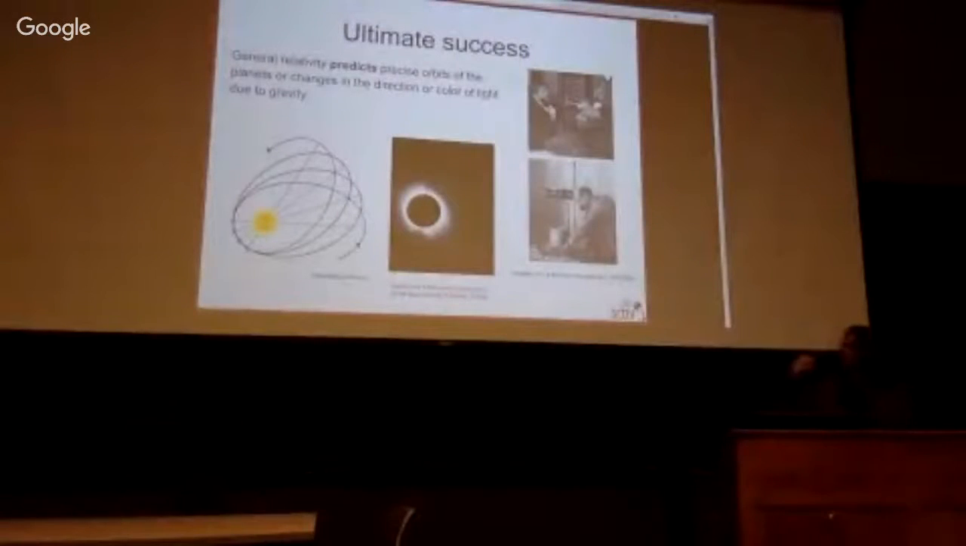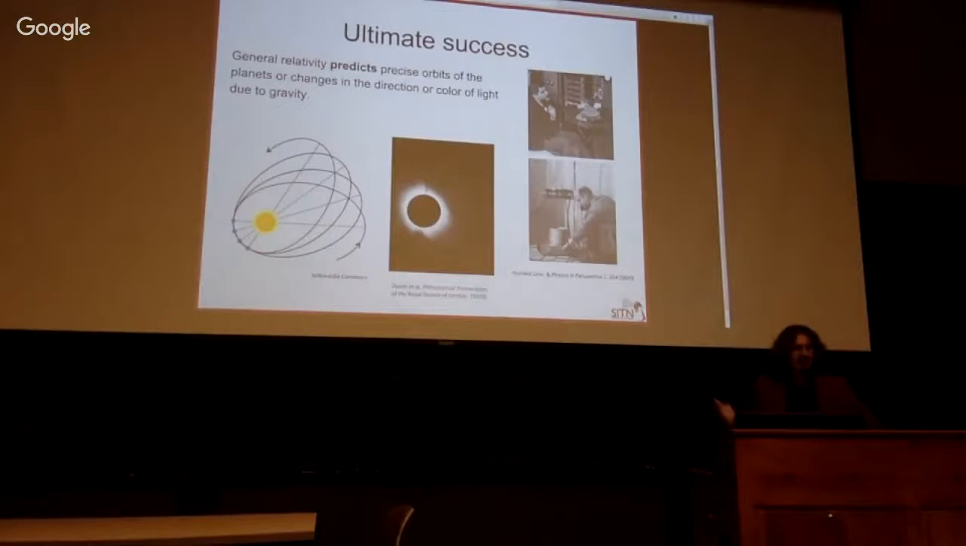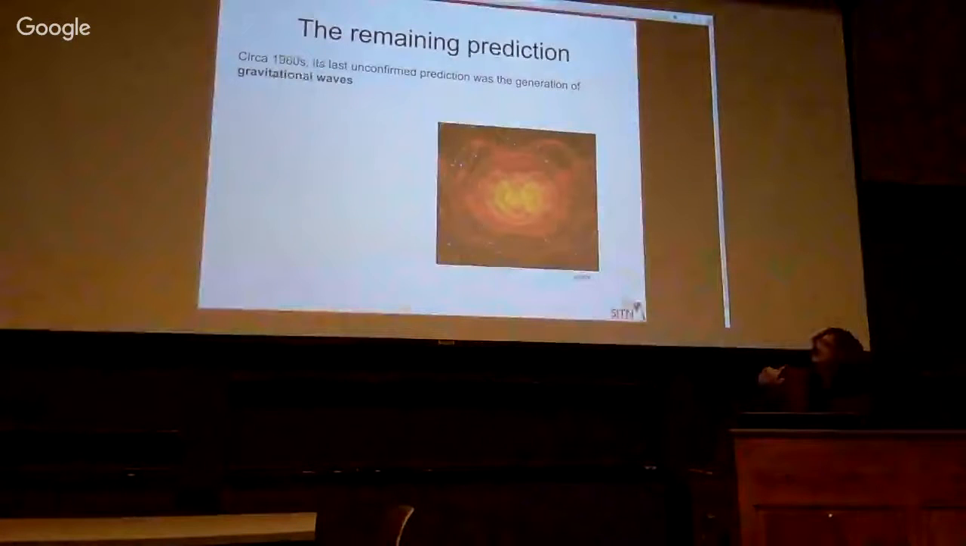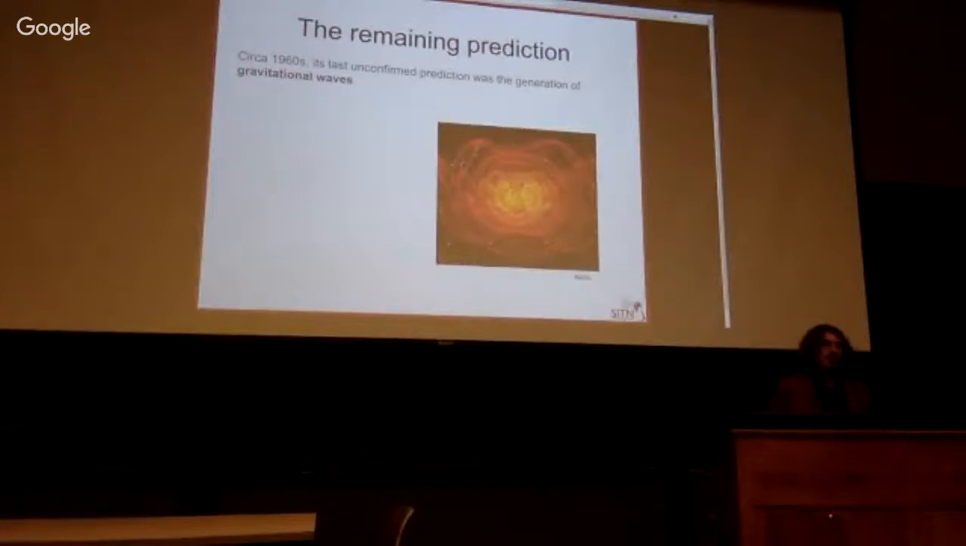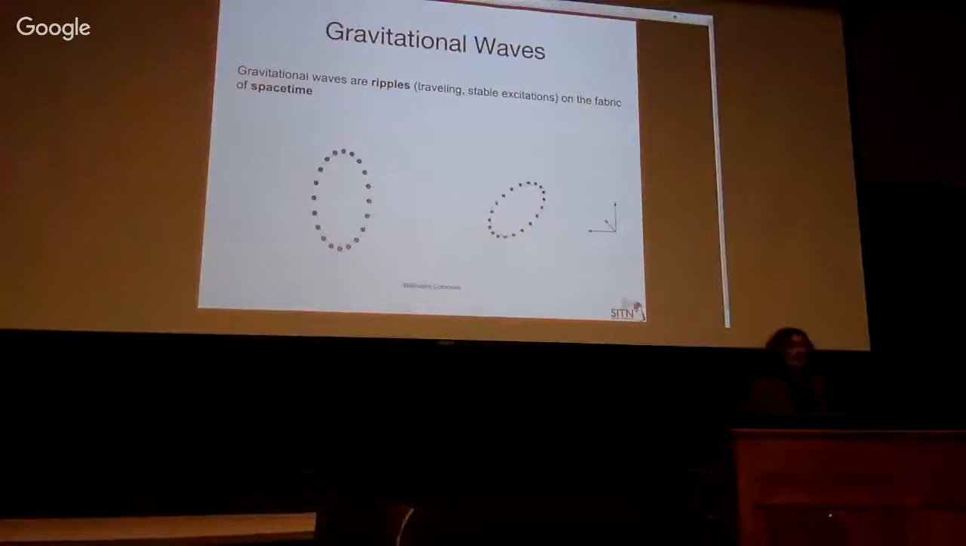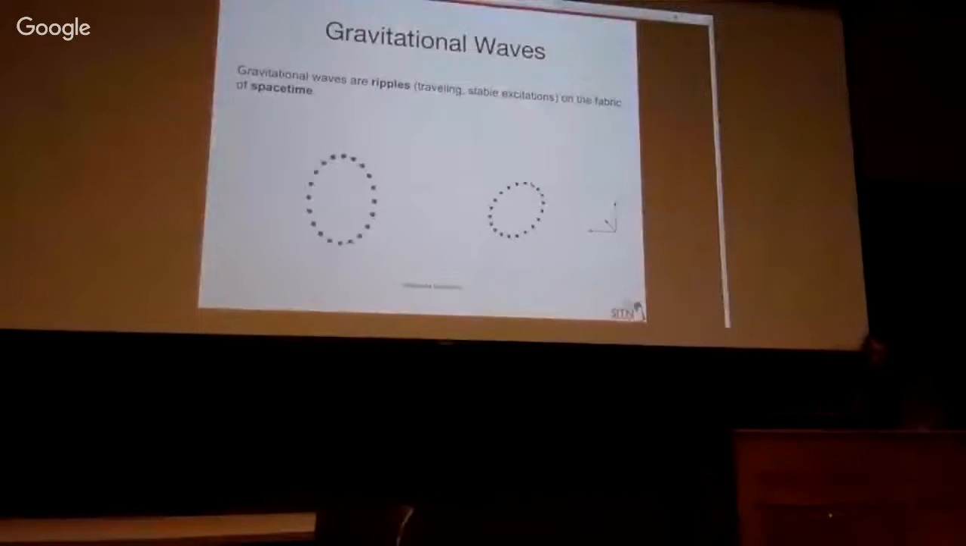And this was a very unique confirmation of another prediction of Einstein's theory. But there was one that has not been detected, confirmed so far, until last September. And that was the prediction of gravitational waves. So let's now go on to discussing what a gravitational wave is.